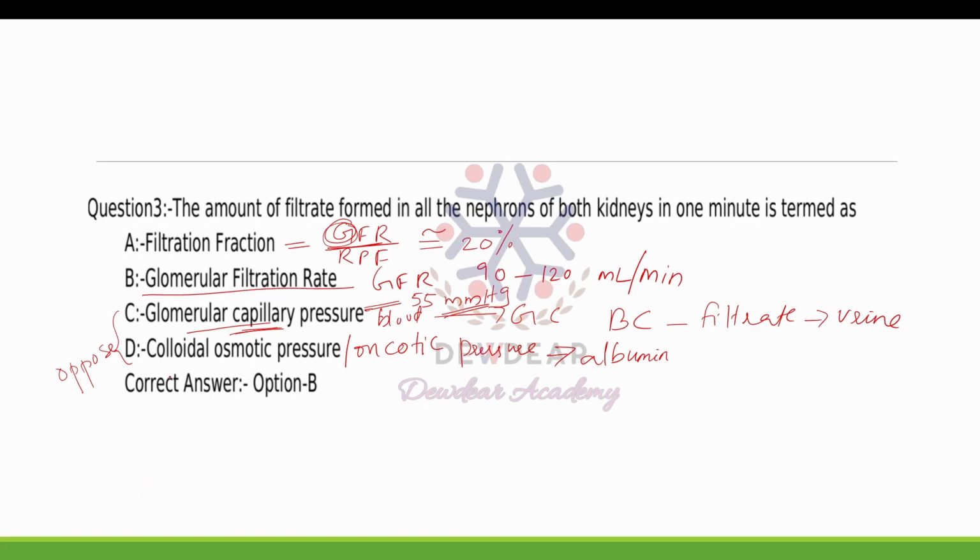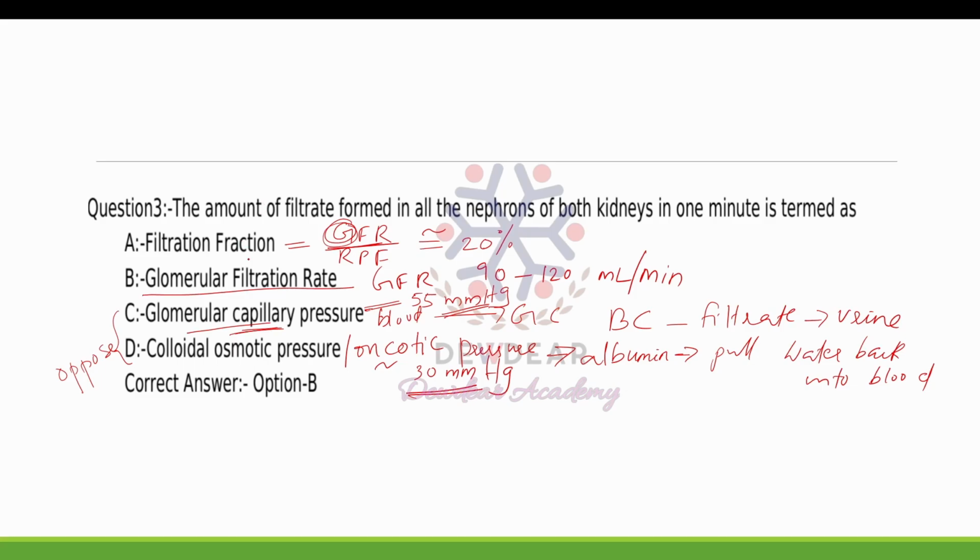The plasma proteins pull the water back into the blood, so it reduces the filtration. These two opposing pressures regulate the amount of filtration happening in the kidneys, and thus ensure proper kidney function. And what is the normal colloidal osmotic pressure? The normal value is approximately 30 millimeters of mercury.